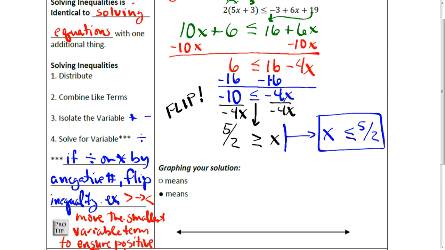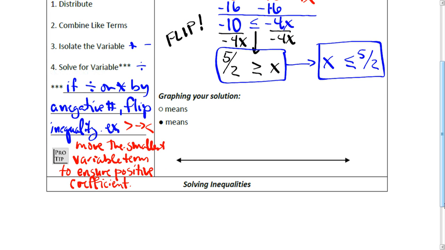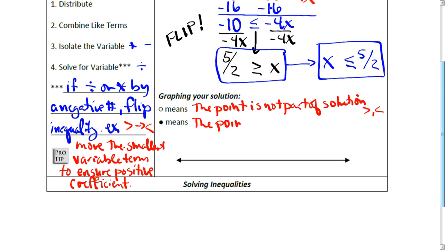Now, you're probably also going to be asked to graph this. Couple quick reminders on here. The open circle means the point is not part of the solution, so it's like there's no equality in it. A filled in dot means the point is part of the solution, so that means you're going to have the equalities in there for that one.